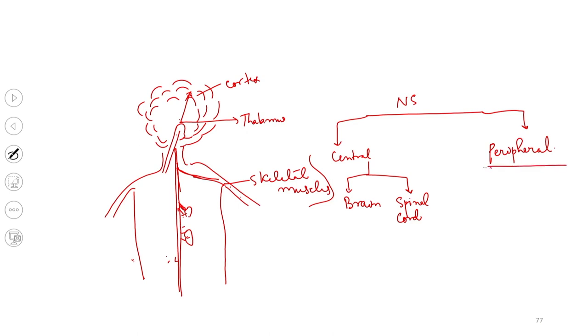Now, this peripheral nervous system also has two parts. One is called somatic and one is called autonomic. The somatic nervous system is made of those nerves which send signals to the skeletal muscles that we can control. For example, when I am moving my hand, it is under the somatic nervous system. The autonomic nervous system is connected with all the vital organs of the body, like the heart and breathing, aspects over which we do not have much control. This happens automatically. The autonomic nervous system again has two parts: one is called sympathetic and another is called parasympathetic.